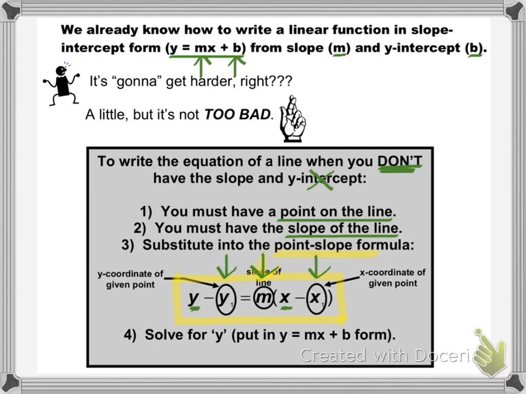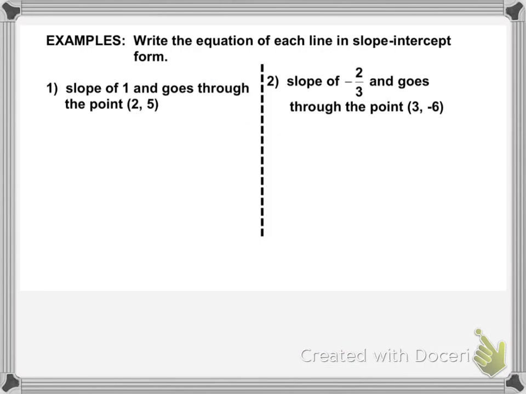Once you have it in that form, you can leave it in that form if that's what's being asked, or you can distribute the m and move that y1 term to the other side and combine like terms to put it back into slope-intercept form. Okay, so that's what we're going to be practicing today. It's going to feel a little strange at first, but I promise with enough practice, you will get good at it. Okay, so let's go ahead and try that.